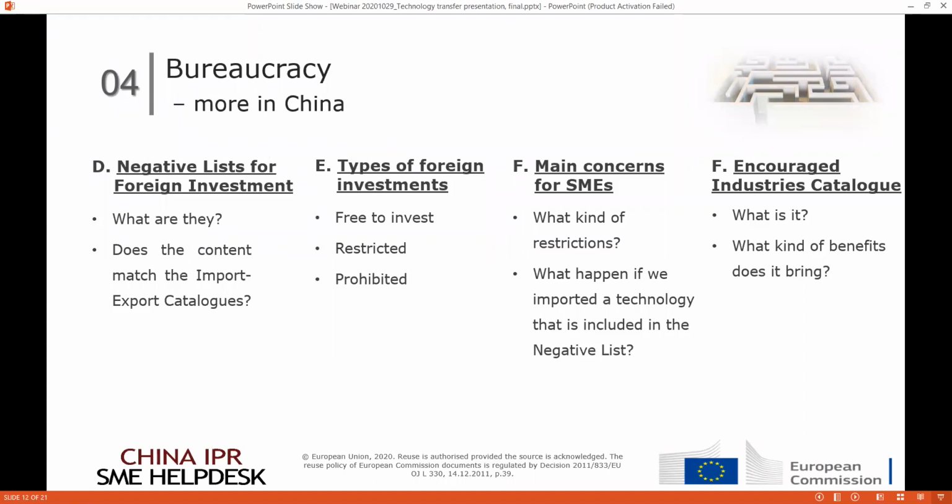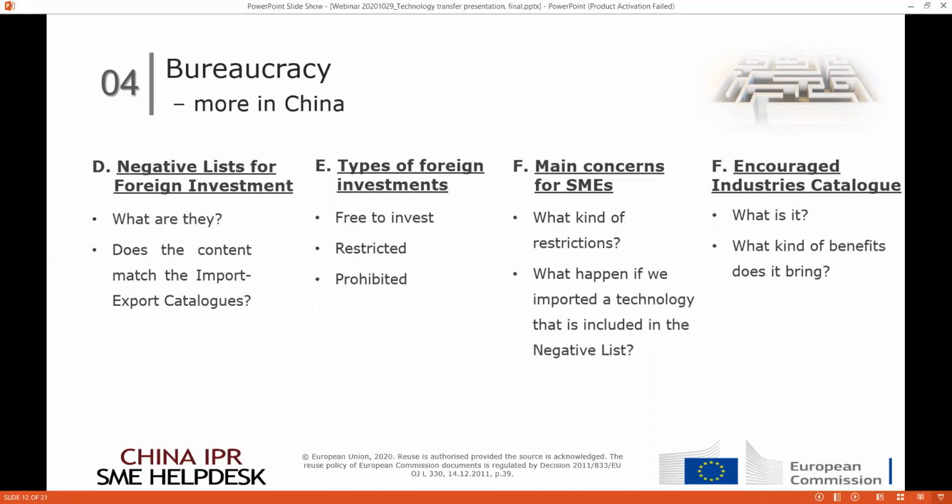But also we have to take into consideration that in China we have the negative list for foreign investment. That is another catalog of technologies or areas that foreign investors can or cannot invest in. Also, this content may not be the same one as the import and export catalog. So when investing in certain technologies in China, please take this into consideration.